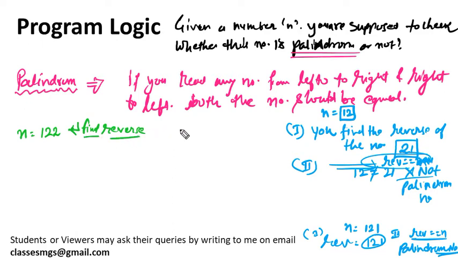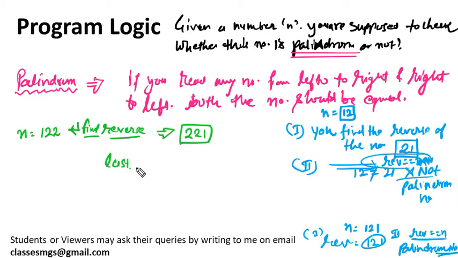Find reverse means you need to find out the reverse. Reverse will be 2 2 1. By looking at this number you can do it, but you need to write a Python program to reverse this number. To reverse this number, essentially we need to find the last digit.